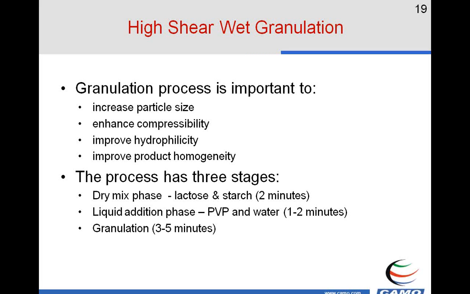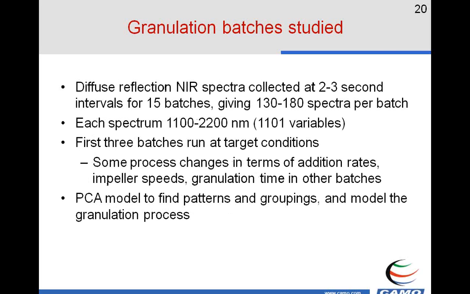The process has 3 stages. The first one is the dry mix phase. So when you mix lactose and starch, it's about 2 minutes. And then there is a liquid addition phase. So we add polyvinylpyrrolidone and water, and it lasts about 1 to 2 minutes. And then we have the last phase, which is granulation, 3 to 5 minutes.